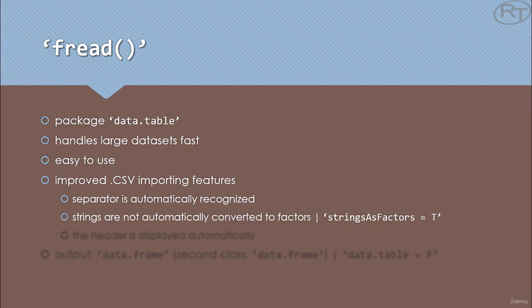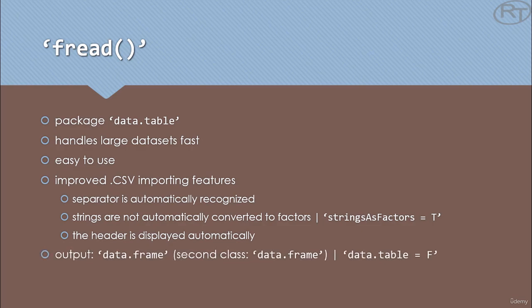Furthermore, strings are not automatically converted to factors, but you can use, of course, the stringsAsFactors argument and set it to true if you want this feature. Furthermore, the headers are detected automatically if the first line of your data contains a header. The output you can expect is a data.table class with a data frame as backup. If you want data.frame as the sole class of the imported object, you can use the argument data.table and set it to false.